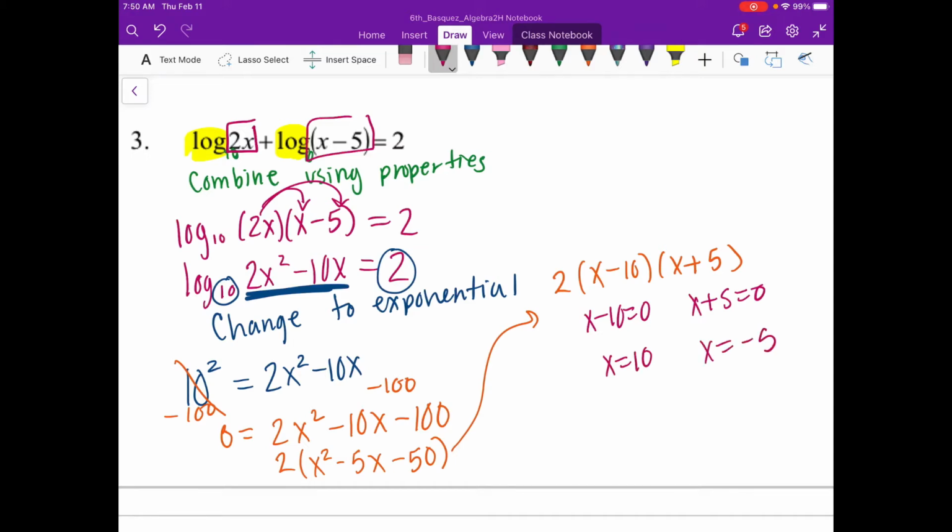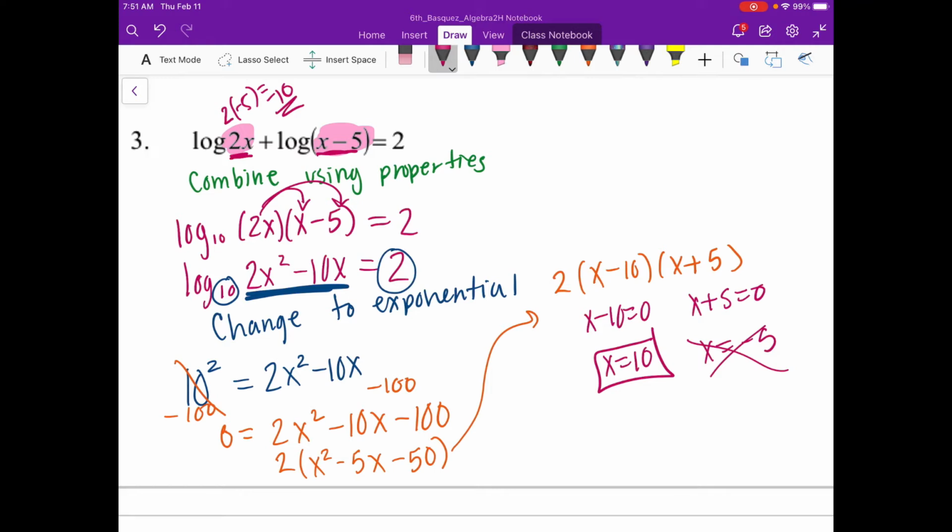X equals negative 5. And again, if I were to substitute these values into my original problem, so going back to the log up here, look right here in the terms, the log terms. If you were to put in 10, for example, 2 times 10 would be 20. 10 minus 5 is 5. So this one works. If I were to put in negative 5, 2 times negative 5 gives me a negative 10. So a negative number is not something I want. So x equals negative 5 is not going to work.